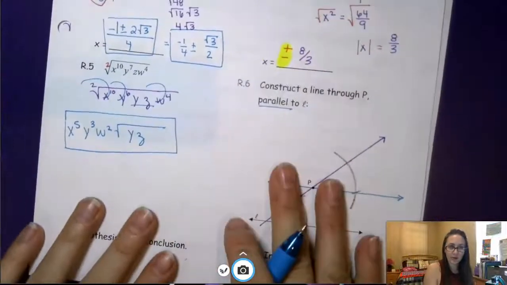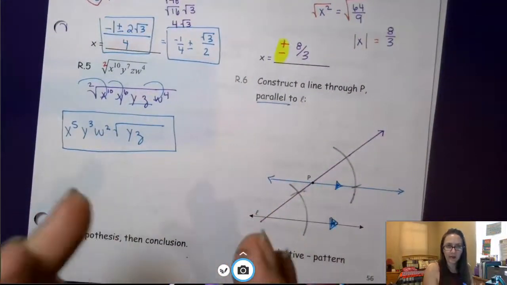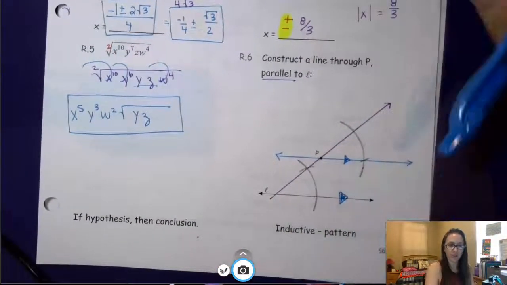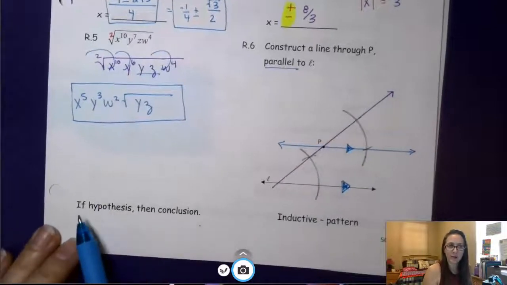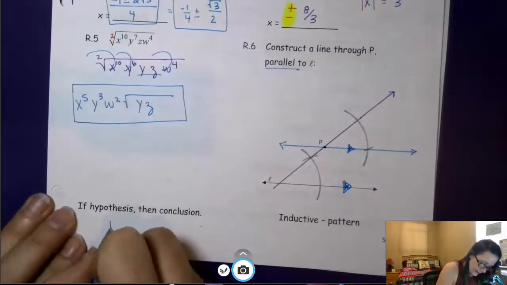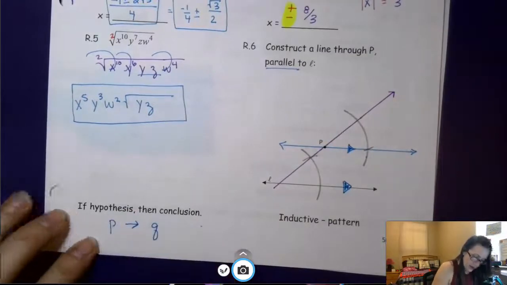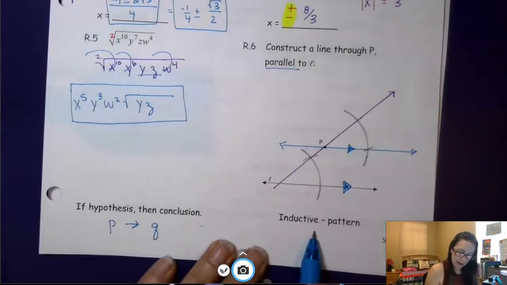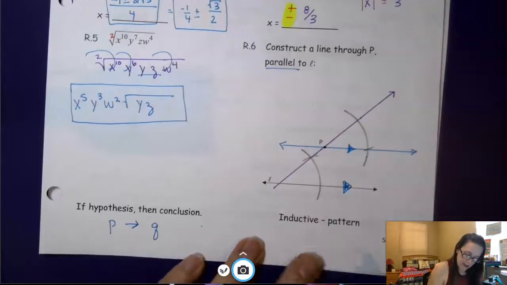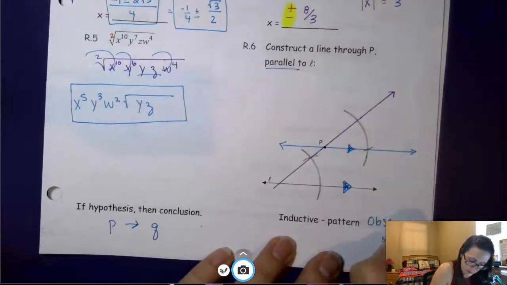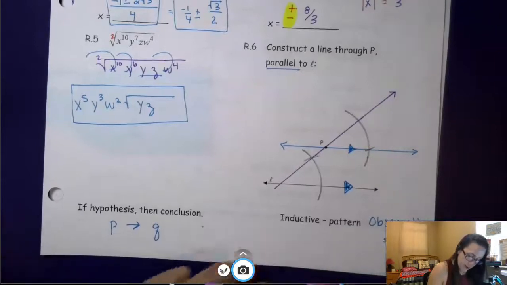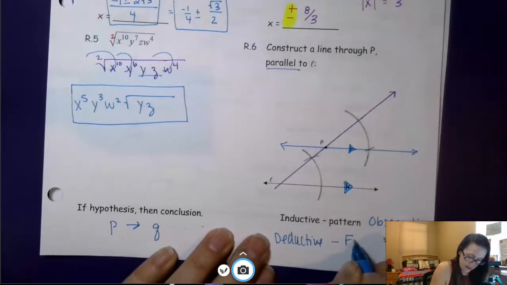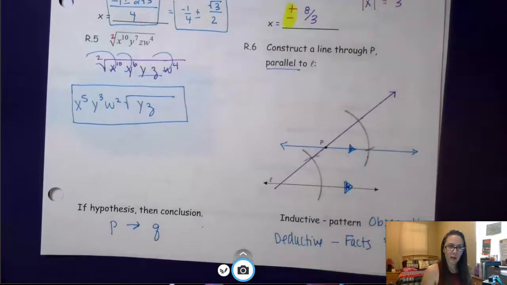And these are a bunch of review questions that show up. So this wasn't the notes for today exactly. These were just review we wanted to go over. They show up on tests and things like that, so they're important to know. And also we wrote down here, if hypothesis, then conclusion. If P, then Q. Just kind of things to help you remember some of the parts that we've already covered. Inductive reasoning is a pattern. Inductive reasoning is observation. Our other type of reasoning was deductive, and deductive reasoning uses facts. So just kind of some quick review.